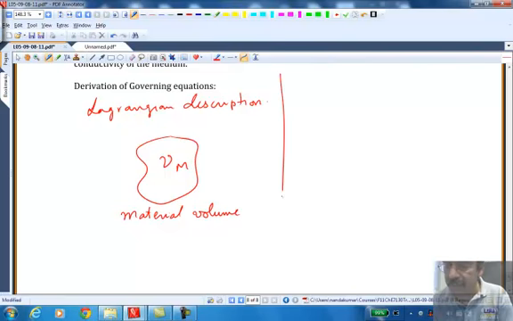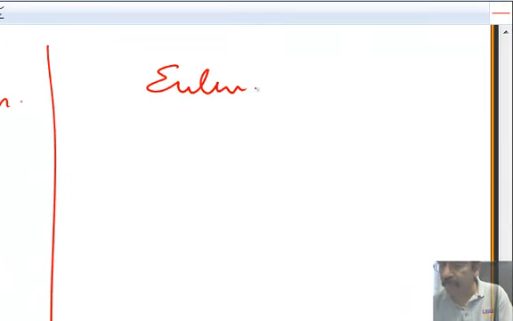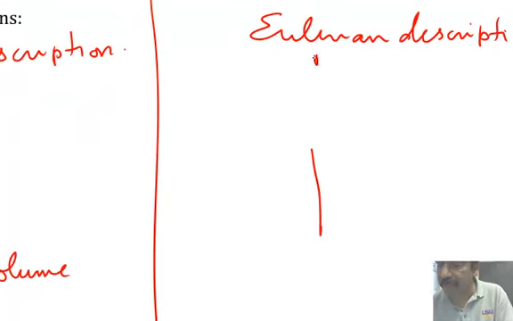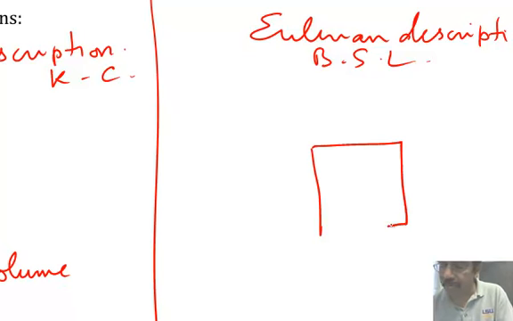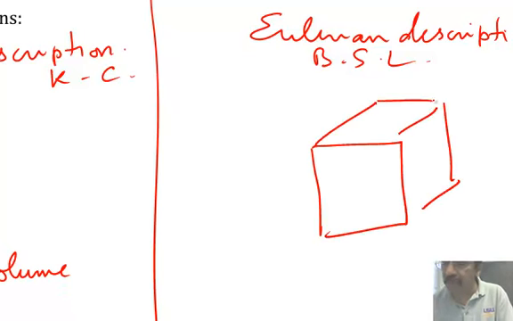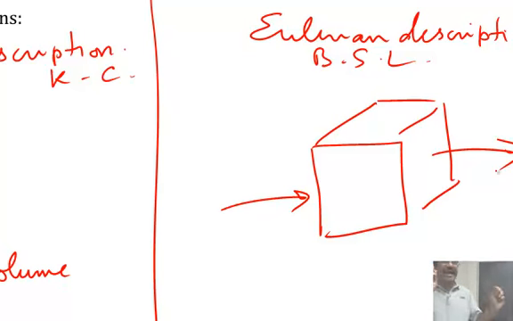An Eulerian description is one that Bird, Stewart, and Lightfoot use. This is Kundu and Cohen. You take a control volume, but the control volume is fixed in space. So material can come in through that, material can leave, and by keeping track of what material comes in and what material leaves, we will be able to balance the material coming in and going out. So that is a fixed Eulerian viewpoint.